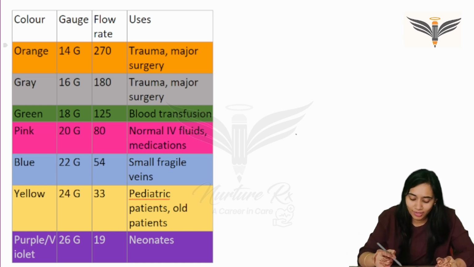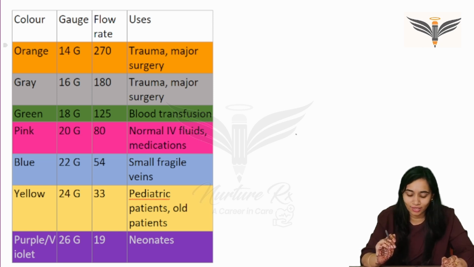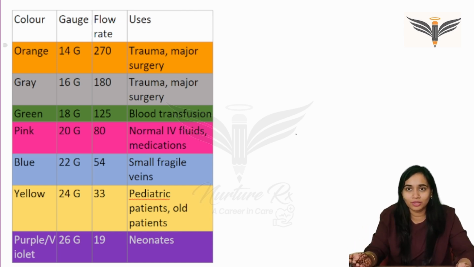The next one is green color. Green color is 18 gauge cannula, and what is it used for? You have to remember that primarily it is used for blood transfusions. Whenever you have to transfuse blood to a patient, what cannula are you going to put? It will be a green colored 18 gauge cannula, right?